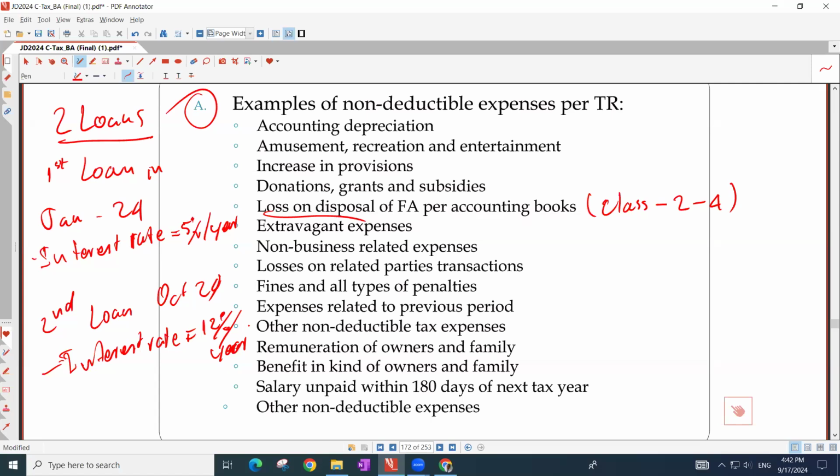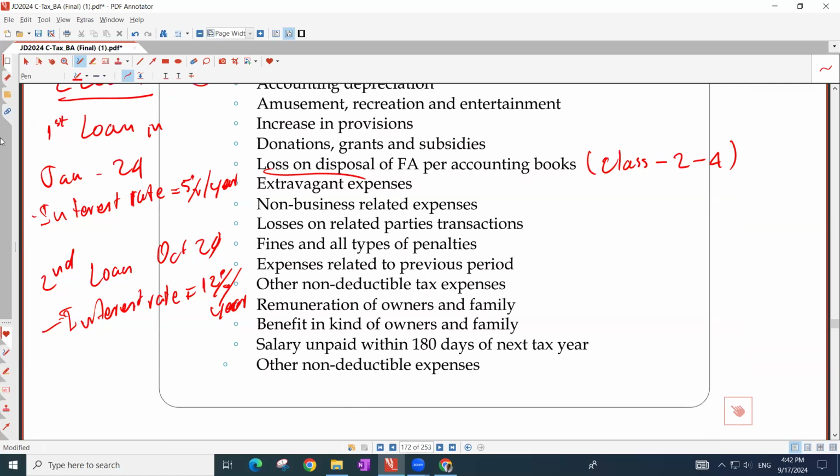So from the tax department's point of view, they will say, what? The terms of the loan contract, the same lender, concluded at the beginning of the year at 5%, but at the end of the year 12%. It means unreasonable, say extravagant. So the difference, 7% per year, becomes a non-deductible expense. You have to add back the interest on this loan by adding back 7% of the second loan.